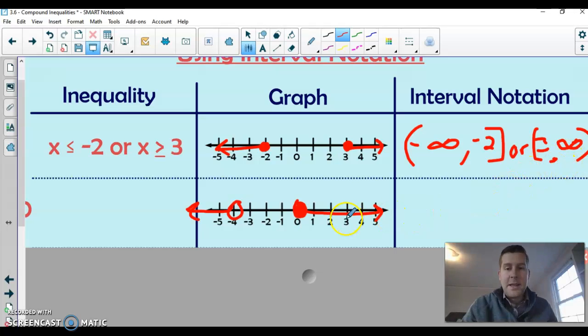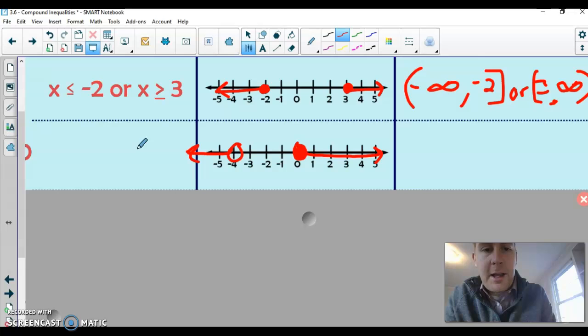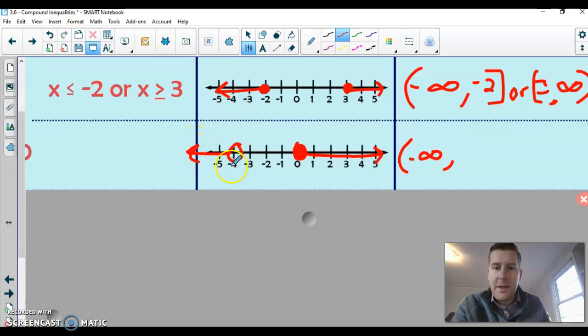All right, second one. So the graph is already here, which is nice. So I'm just going to go right from there. So say, okay, where do my solutions start? Well, we're starting way off at negative infinity. So I'm starting at negative infinity. We know we always use a parenthesis around that. Okay, and then we're stopping at 4.